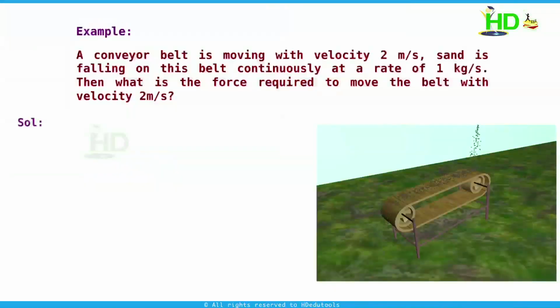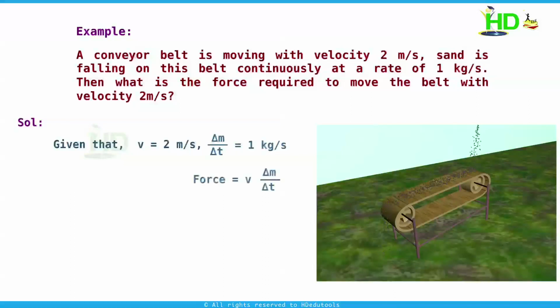In this problem, it is given that the velocity is 2 meters per second, and the rate of change of mass is 1 kg per second. Therefore, force is V into delta m by delta t, which is equal to 2 into 1, that is 2 kg meter per second square, or 2 Newton.